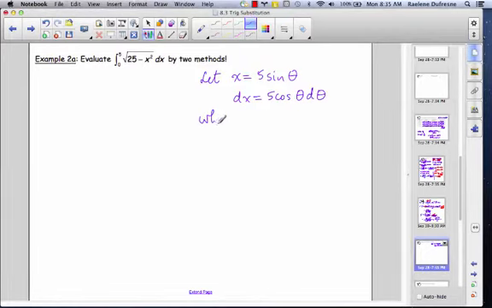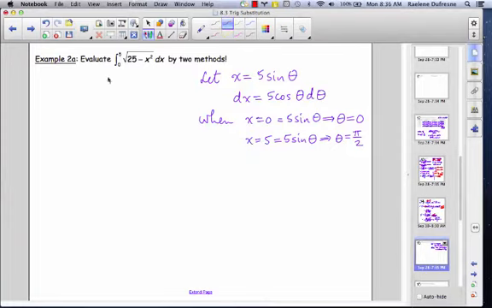Furthermore, we have a definite integral. So when x is equal to 0, we have x equal to 0, which equals 5 sine theta. And therefore we know that theta is equal to 0. When x is equal to 5, or when 5 is equal to 5 sine theta, we know that sine theta must equal 1, and therefore theta on the restricted domain is pi by 2. So we can change the integral here to equal the definite integral from 0 to pi by 2.